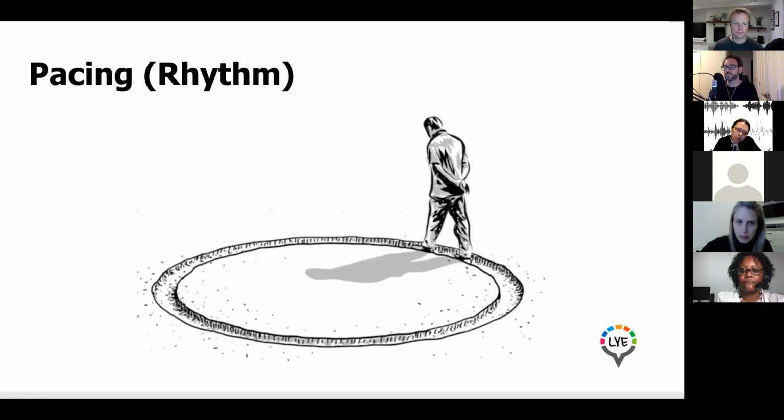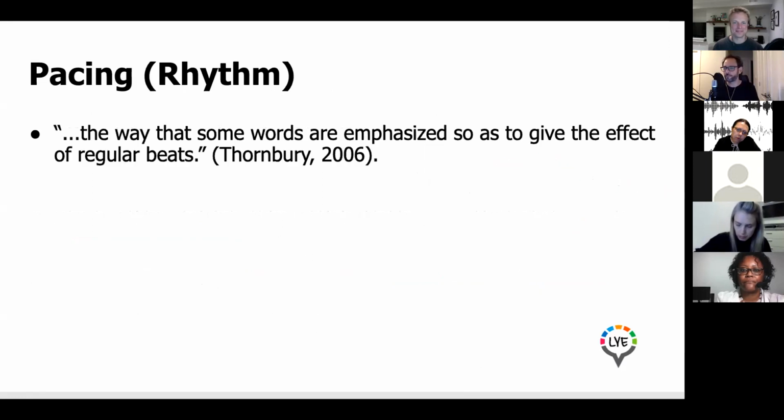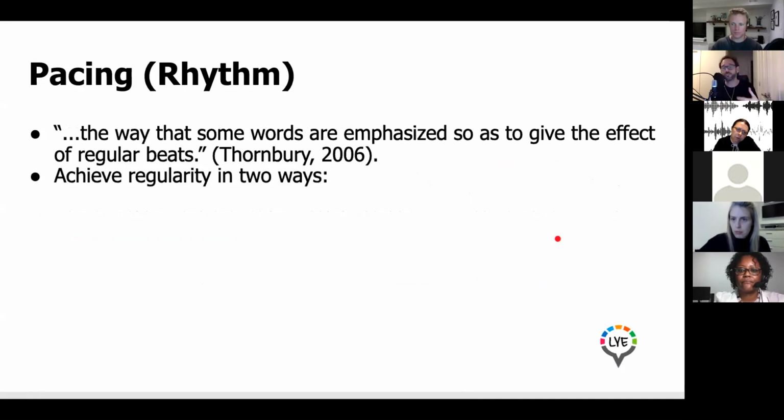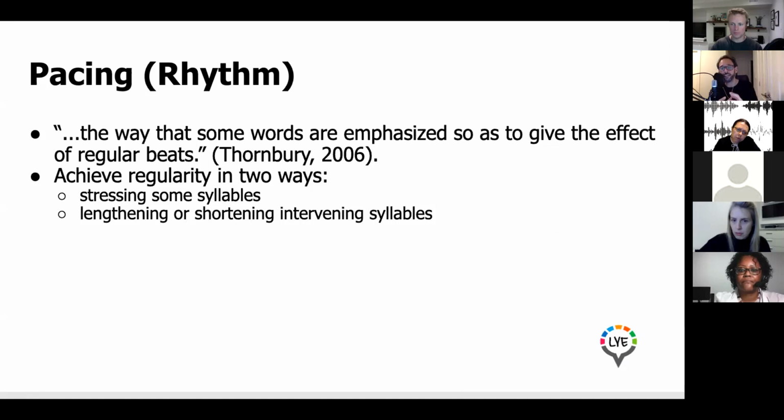So, which brings us to the last horsemen of the apocalypse. Actually, we have two more. Pacing. So let's talk a little bit about pacing here. I'm going to go faster now. So according to Thornbury, pacing is basically the way or the emphasis that some words have in order to give these regular beats, this 1, 2, 3, 4 that we have in English. And you can achieve this regularity in two primary ways. First, by stressing some syllables, and secondly, by lengthening or shortening intervening syllables.